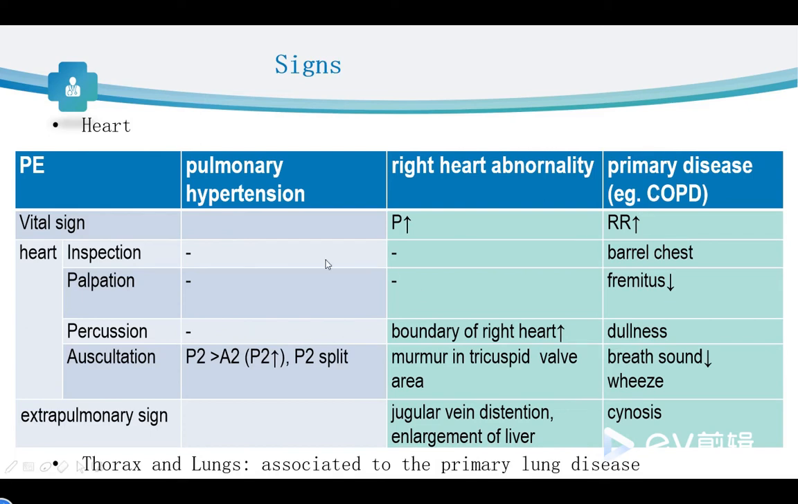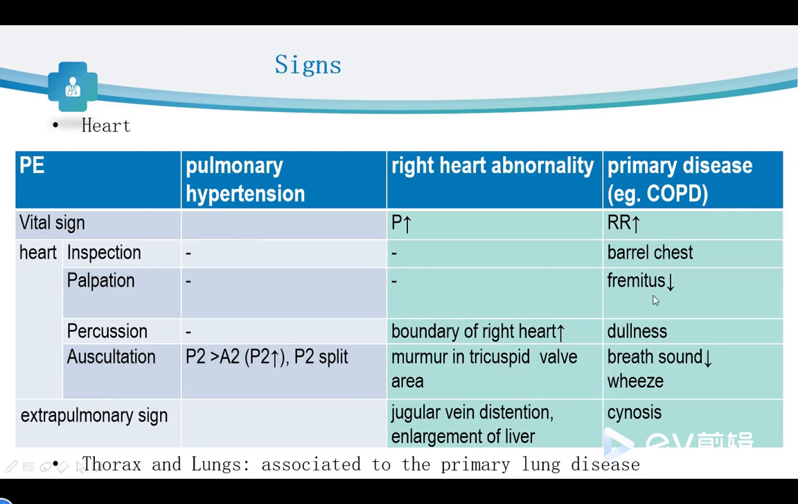That's the first group of the signs which are associated to the pulmonary hypertension and right heart abnormality. The second group of the signs is associated to the primary disease, about the physical examination of the thoracic and lungs. Let's take the COPD, for example.